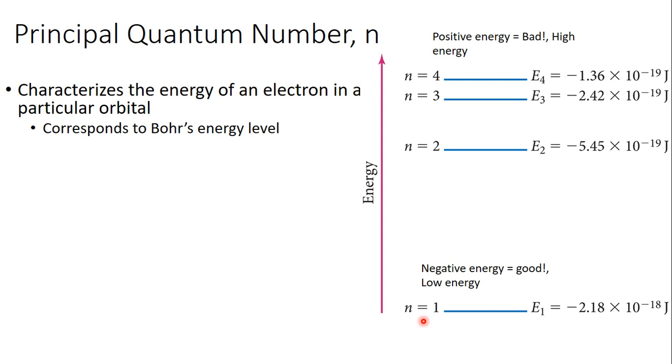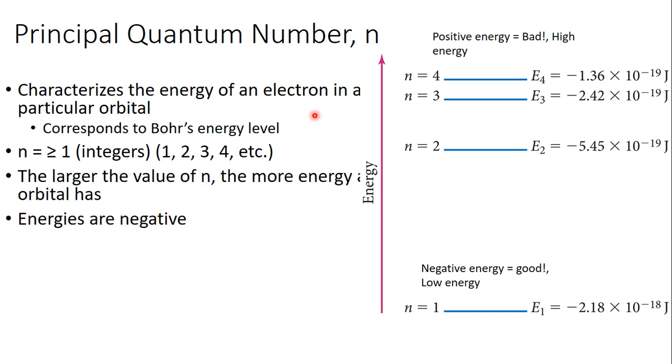If an electron has a quantum number n equal to 1, it is in the lowest energy state. If it gets a higher quantum number, like n of 2, 3, or 4, it goes higher up in energy, more positive. And when we talk about energy, negative or low energy is good, positive or high energy is bad. So with integers, the lowest you can go is 1, and then you can go to infinity: 1, 2, 3, 4, and so on and so forth.